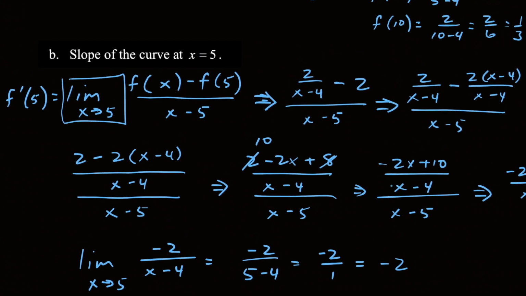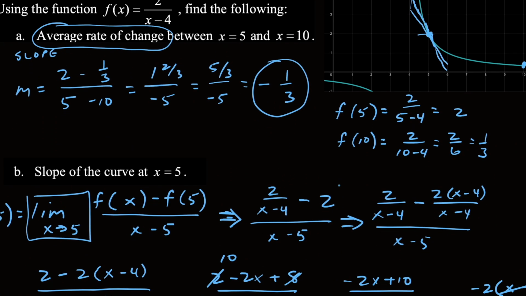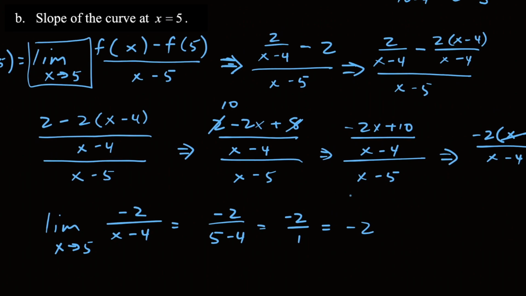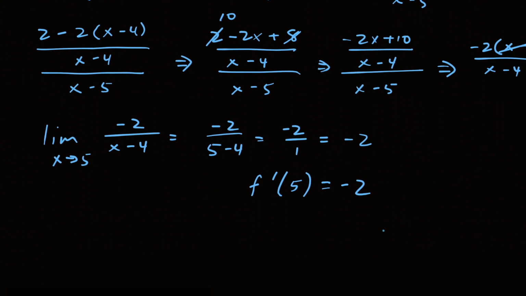Now let's go back to the graph and see if that makes sense. If we look at this graph, if I did a better job drawing that tangent line, we would see that that slope looks like down 2 over 1. So it does make a lot of sense. So we were able to find the slope of the curve at that point. Another way we can write that is the fact that f prime of 5, or the derivative at 5, is equal to negative 2. Again, just means the slope of the curve at 5.